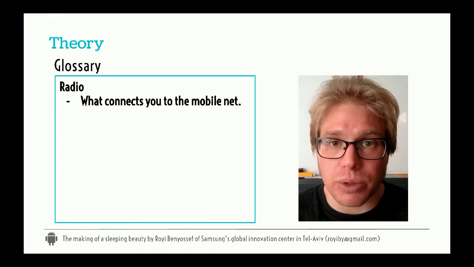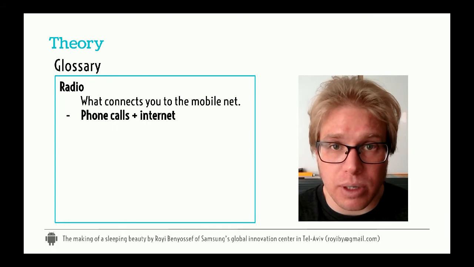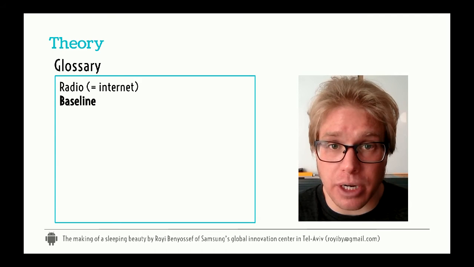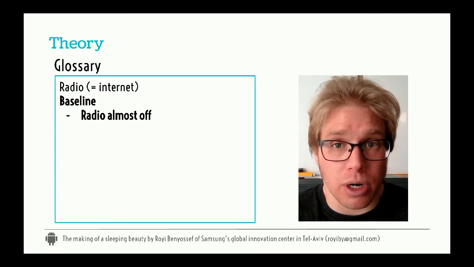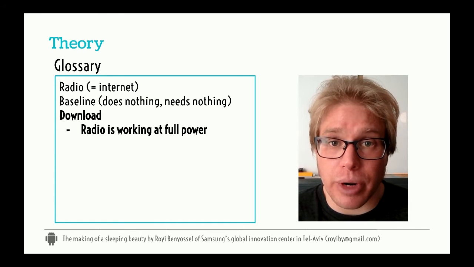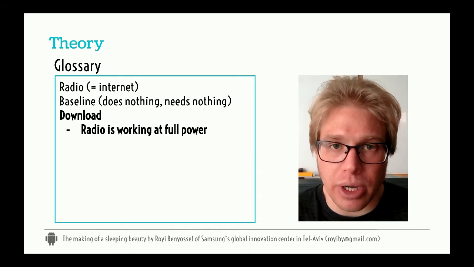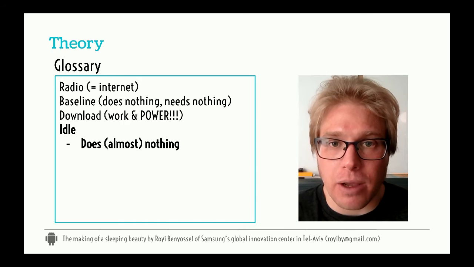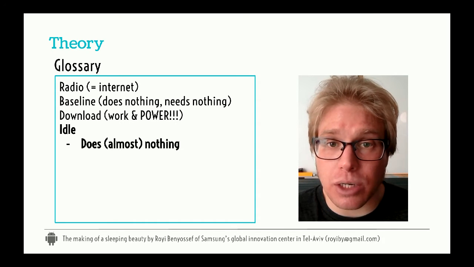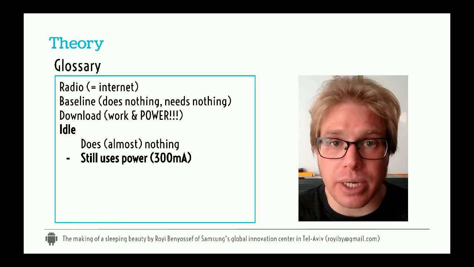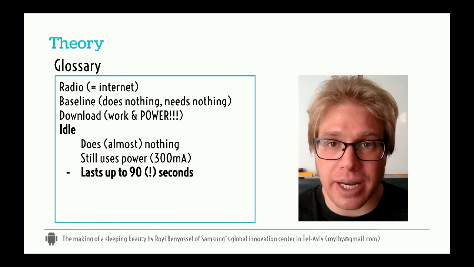A radio is the thing that connects your phone to the world, like with phone and internet. Baseline is a term that describes a state in which the radio is on but not working, so it uses almost no battery. Download is a state in which the radio is on full power since it's downloading, so the drain on your battery is at max. Idle is the interesting bit. The radio is not downloading, but it did not close the connection it opened yet in order to download, so it's doing nothing, but it still uses a lot of juice. That state can last up to 90 seconds depending on device and API level.